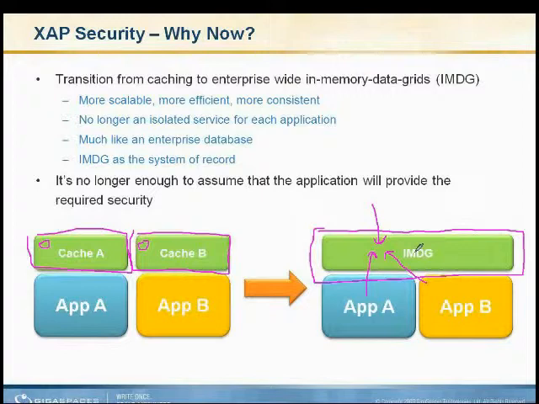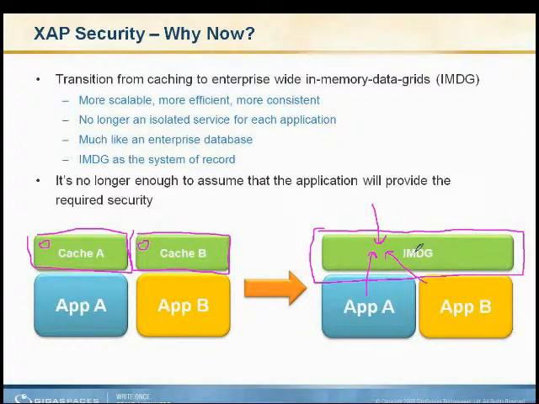But that means that there are new requirements now, because it's no longer an isolated service in each application, and that means we can no longer rely on every application to provide security for its own cache. So we need to come up with some more sophisticated security mechanisms, because at this point it becomes very similar, for example, to a relational database that you have to secure regardless of the applications that are accessing it.